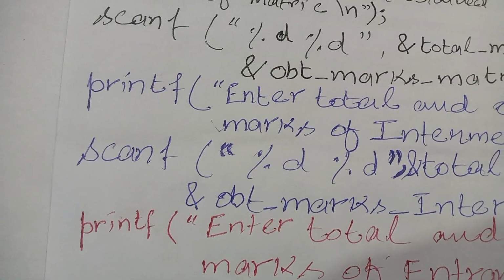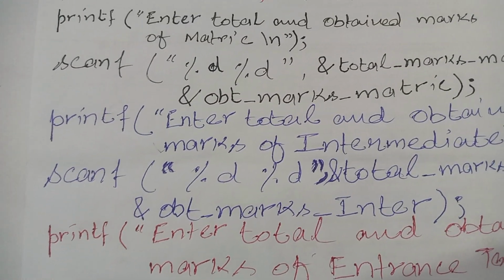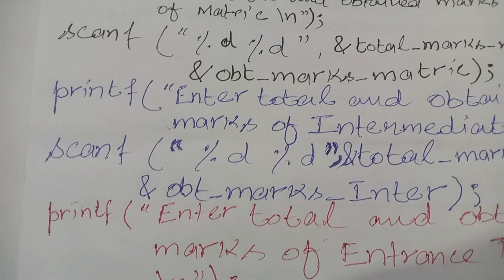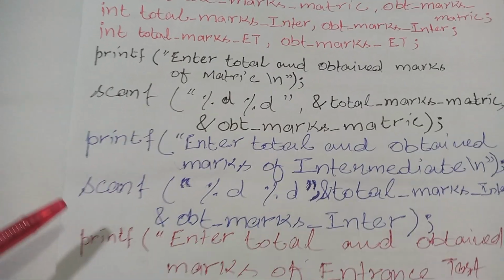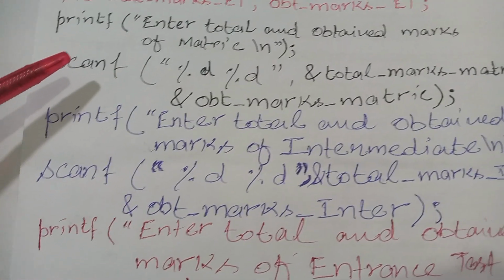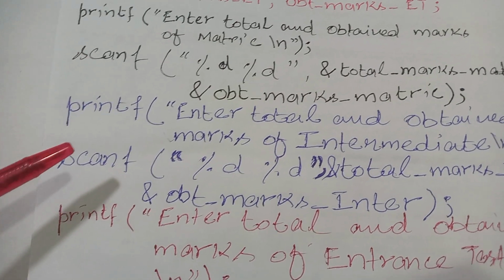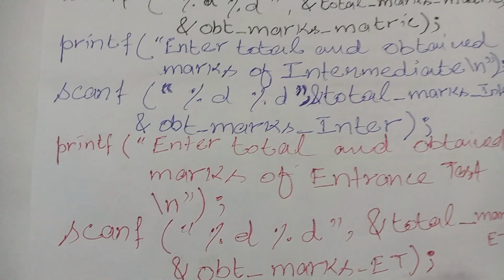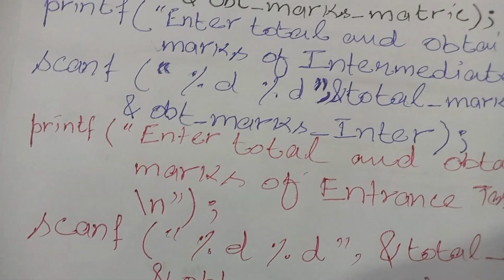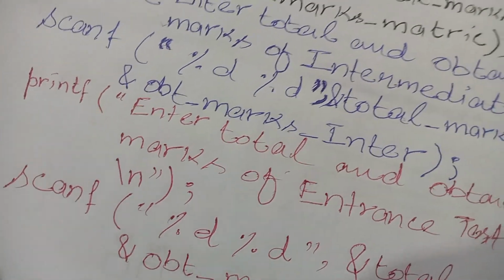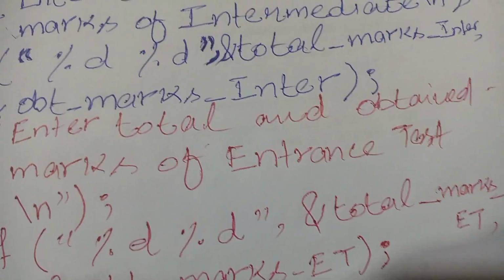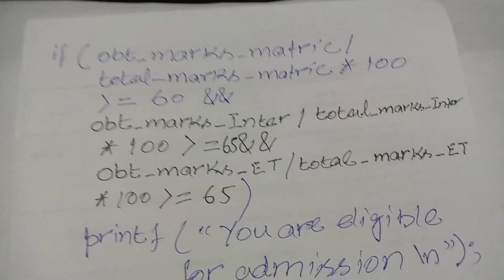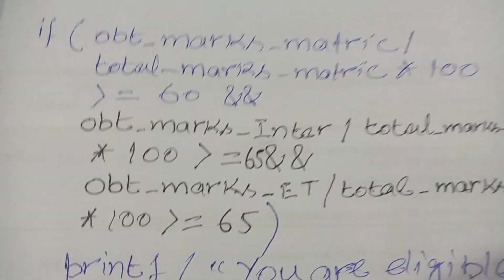So these are just simple output and input. The output is accomplished using the printf statement. 3 printf statements have been used, printf 1, 2, 3, and 3 scanf functions have been used. Scanf, and the user will enter the required information. After that, you will perform the required calculation in the question. So what will be the required calculation? So here it is.